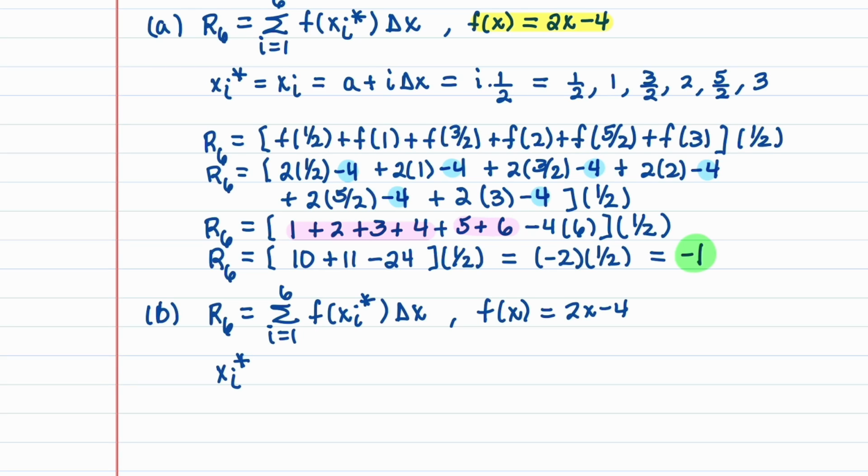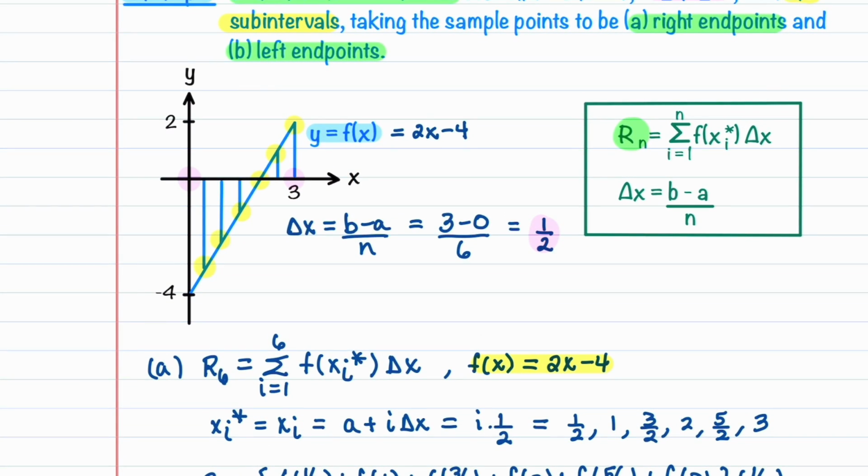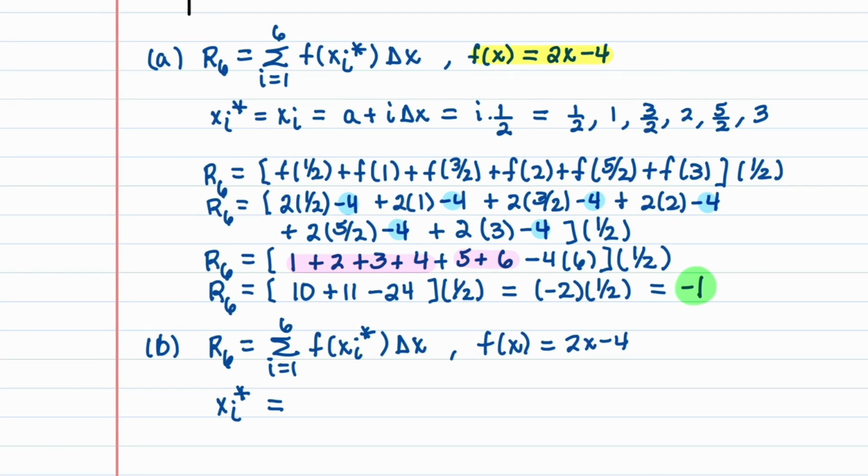Because we are using left endpoints, let's go back up here and I'll highlight these so you can see what they are. We're using these 6 endpoints. Our x sub i star is notated as x sub i minus 1, and this is equal to a plus i minus 1 times delta x. Again, a is 0, so this just gives us i minus 1 times our delta x, which is 1/2. The delta x doesn't change when you use left-hand endpoints versus right-hand endpoints.